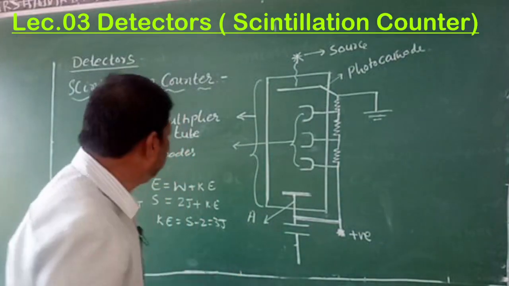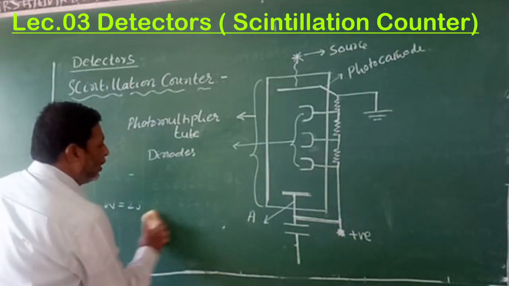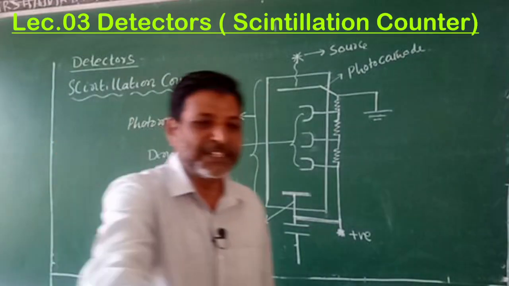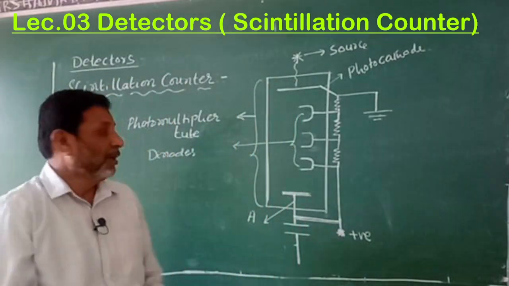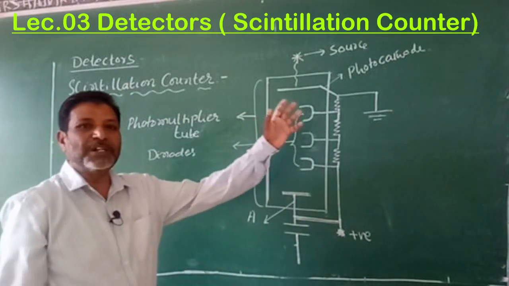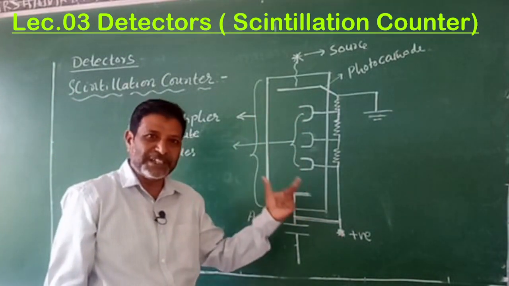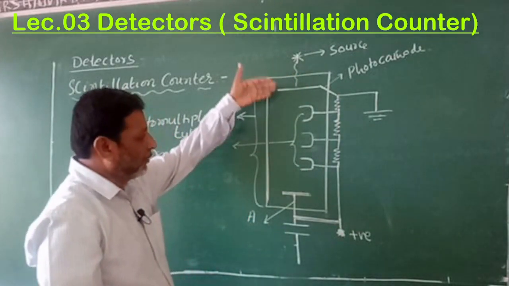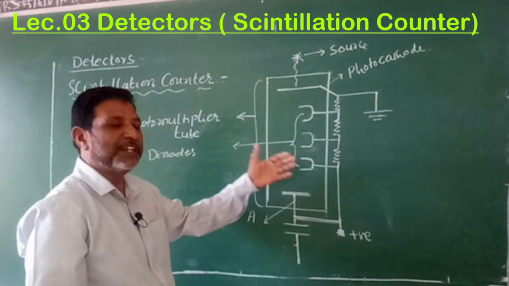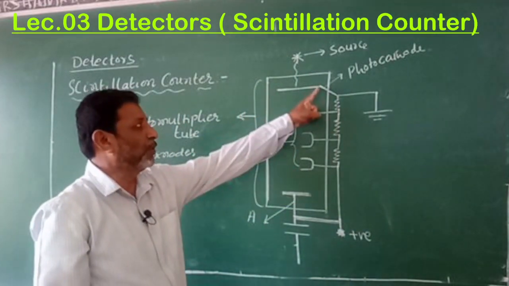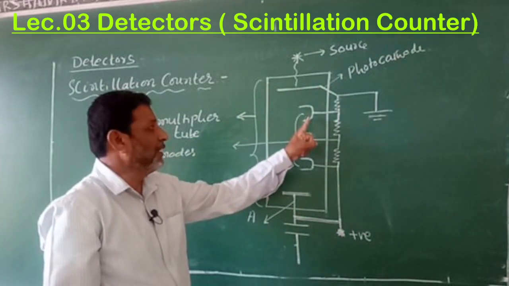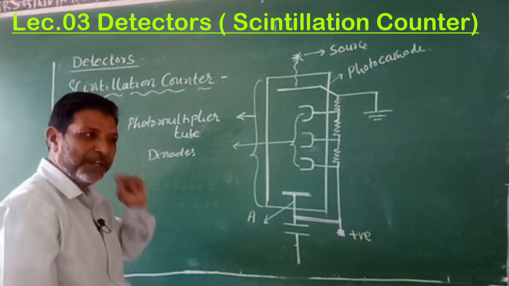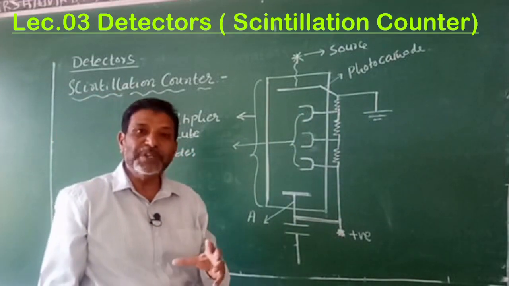Now, with the help of these points, let us try to understand the scintillation detector. First, let us understand the construction of this scintillation detector. This is a photocathode, and these are the electrodes, known as dynodes. Now what are the dynodes?